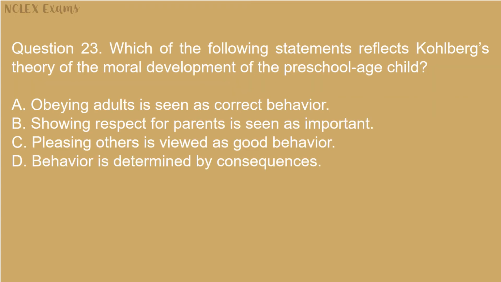Question 23. Which of the following statements reflects Kohlberg's theory of the moral development of the preschool-age child? A. Obeying adults is seen as correct behavior. B. Showing respect for parents is seen as important. C. Pleasing others is viewed as good behavior. D. Behavior is determined by consequences.